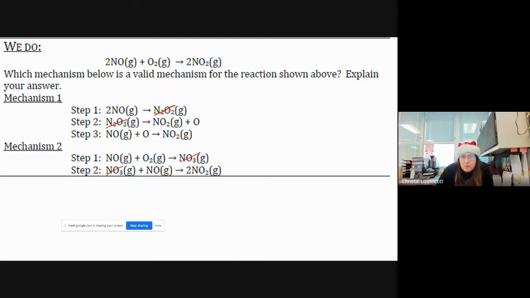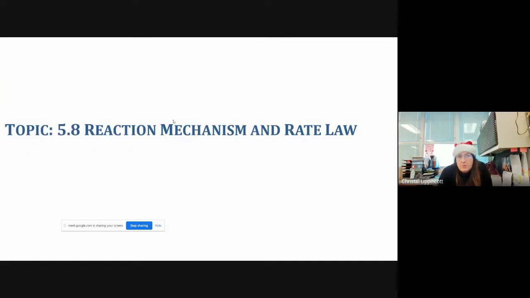All right, did you figure out which one of these is valid? Mechanism 2. Okay, why is mechanism 1 not valid? Because there's three. And what else? It's not right. What's missing? Oh, O2. Yeah. So mechanism 1 is not valid. Mechanism 3 would be. You have 2 NOs here. You have your O2 that you need, and you have your 2 NO2 that comes out. So this guy here is not valid for a number of reasons. All right. Mechanisms, reaction mechanisms, and rate laws then.